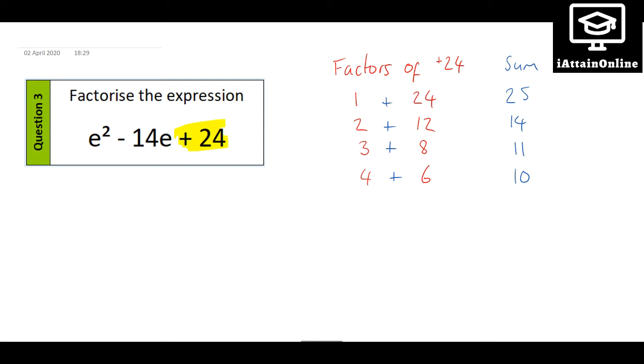You will notice over here that I want my numbers to add up to negative 14, to give me a sum of negative 14. Now, none of these pairs of factors give me a sum of negative 14. So another way, and you need to watch out for these, of getting to having two numbers that multiply together to give me positive 24 is if both of those numbers were negative.